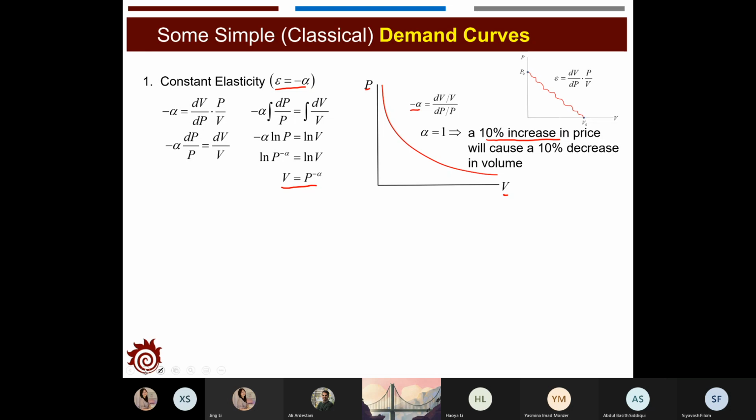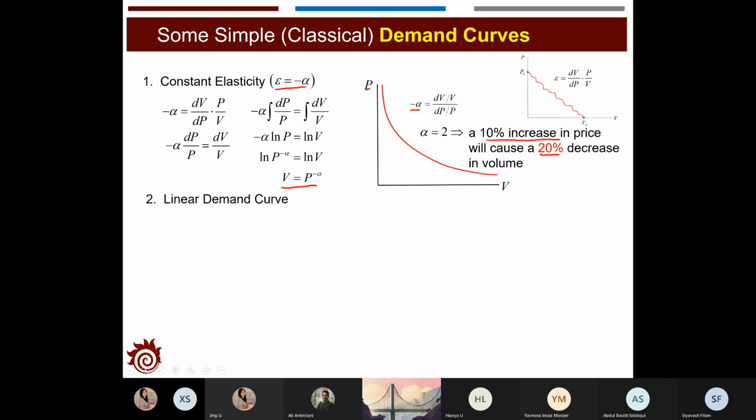For the second case, if alpha equals 2, it indicates that if we have a 10% increase in the price, you will observe twice that amount for the decrease of the volume, which would be a 20% decrease in the volume. So this is the second case, alpha equal to 2. Similarly, you can get a similar statement about alpha equal to 3, equal to 4, and so on. So that's for the constant elasticity.